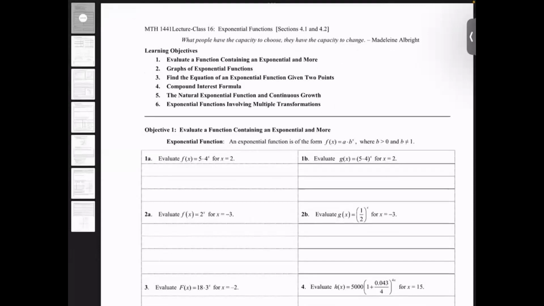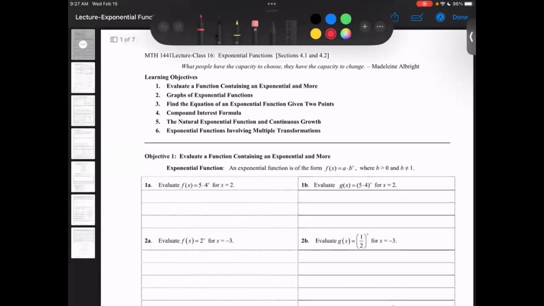An exponential function has the form y equals a times b to the x. A lot of students mistake an exponential function for a quadratic or polynomial. What's the difference between a polynomial and a function in this form?